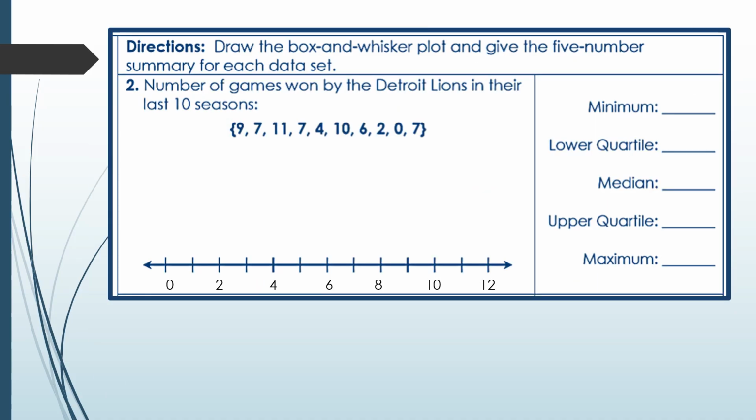Draw the box and whisker plots and give the 5-number summary for each data set. So we have our data there. First step, list them in order. The lowest value, 0, that's our minimum, put a point. The highest value is 11, that's our maximum, put a point.